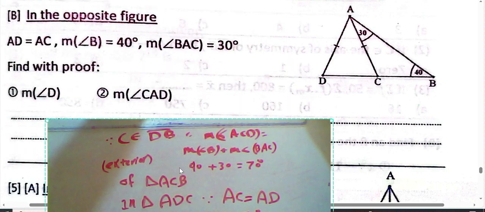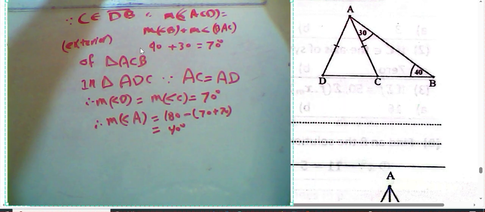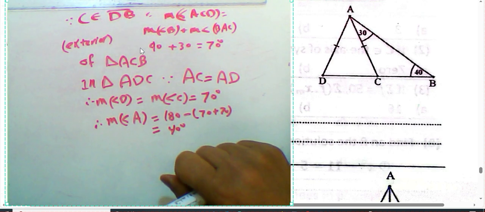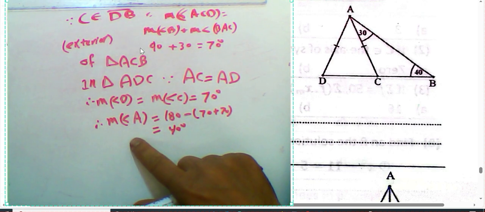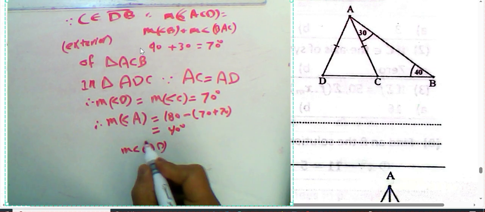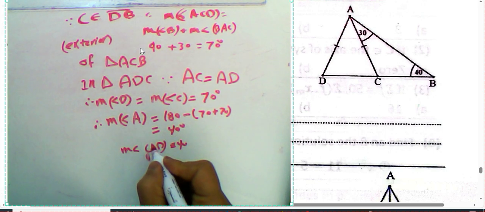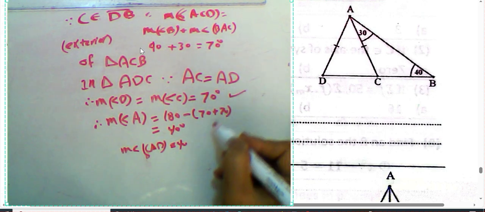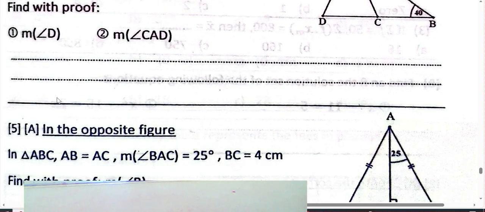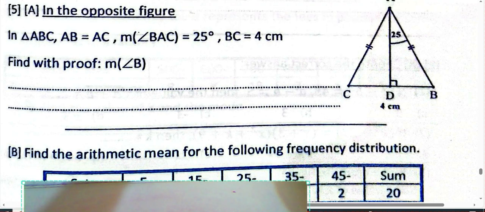Now the measure of angle CAD, we found it. Here, this CAD, the measure of angle CAD was 40 degrees. And also we found the measure of angle C equals 70 degrees and angle D equals 70 also. Next question, from the Pythagoras theorem we can find the measure of angle B, or with congruent triangles.